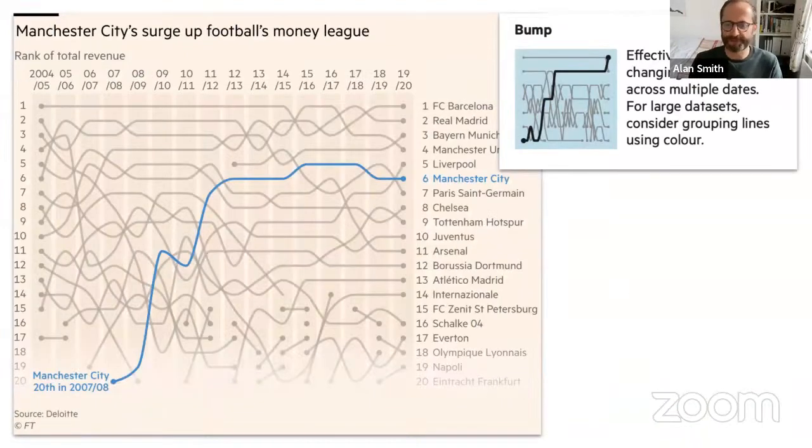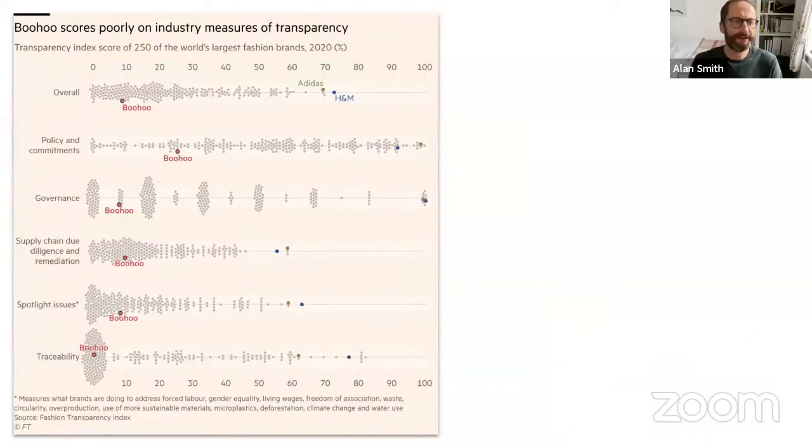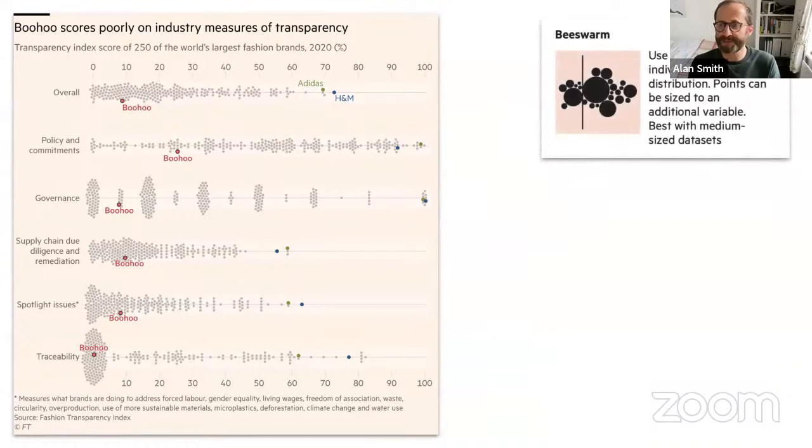Bump charts for showing changes in ranking. Somebody mentioned histograms for distribution earlier. They're not the only type of charts you can use for that. This is something called a bee swarm chart.